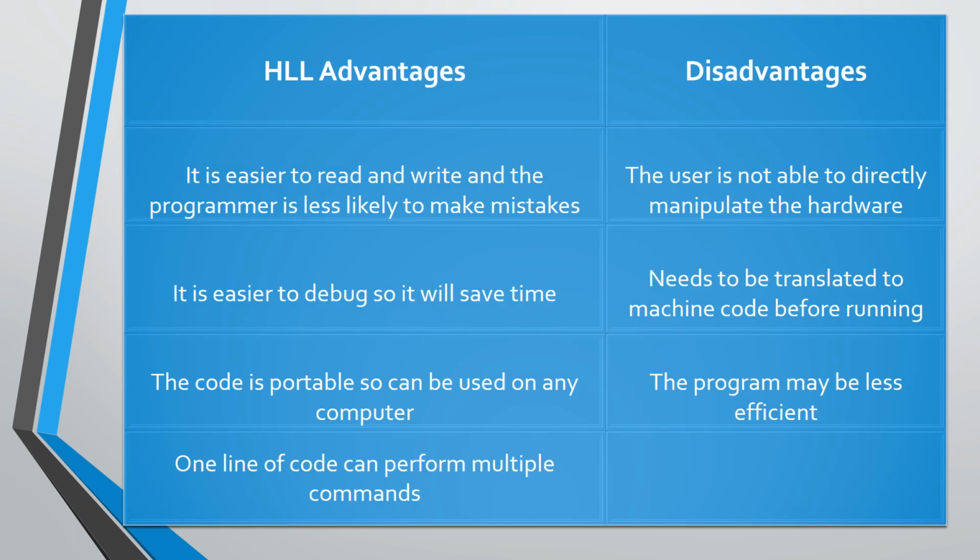High level languages advantages and disadvantages. First, it's easy to read and write, and the programmer is less likely to make mistakes. High level language is easier to debug, so it will save time. The code is portable, so we can use it on any computer. One line of code can perform multiple commands.